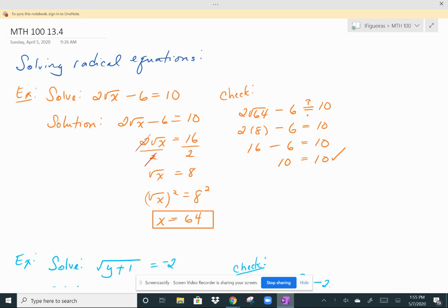Hi, this lesson is about solving radical equations. So when you have a radical equation, you will have an equation with at least one radical in it. And it could be of any root. It could be a square root, a cube root, fourth root, etc.